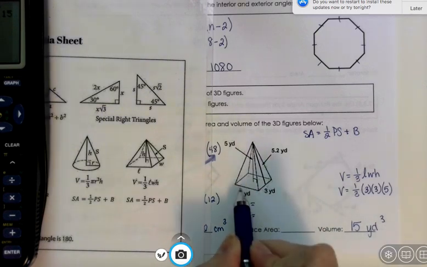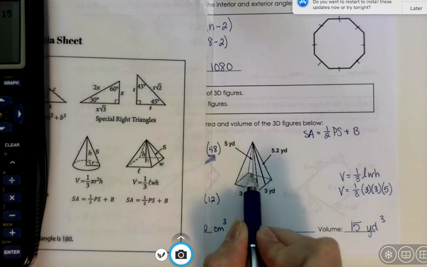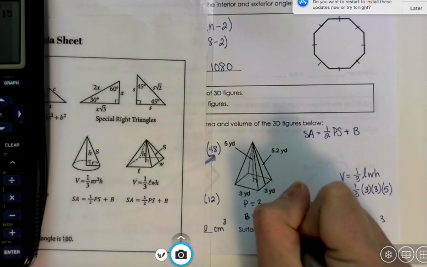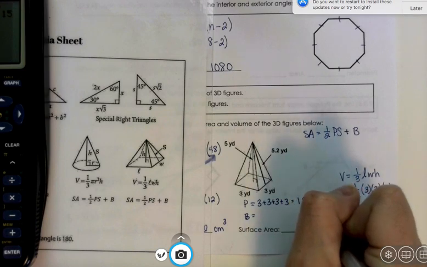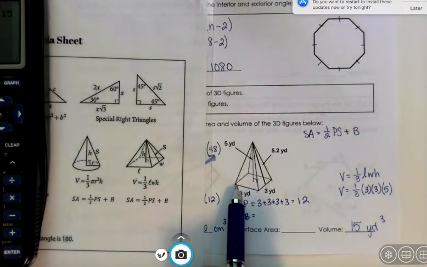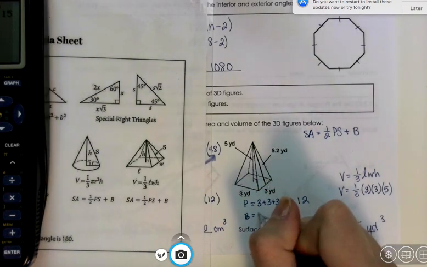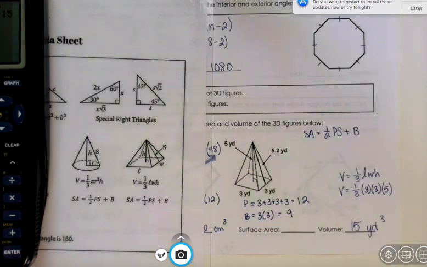So the perimeter of my base is a square. So I have 3 plus 3 and then plus 3 plus 3. So 3 plus 3, which gives me 12. The area of my base would be length times width. So 3 times 3, which is 9.